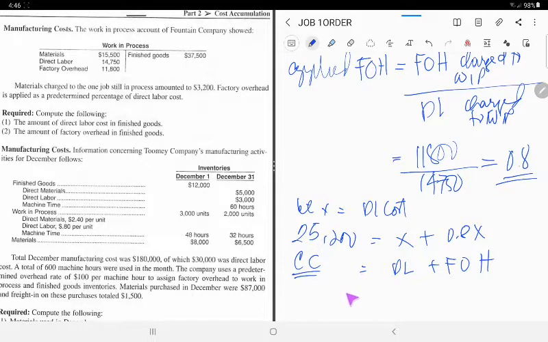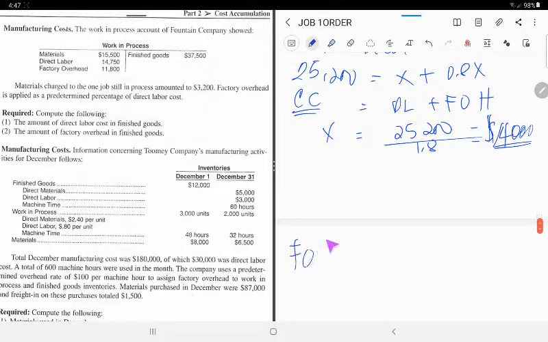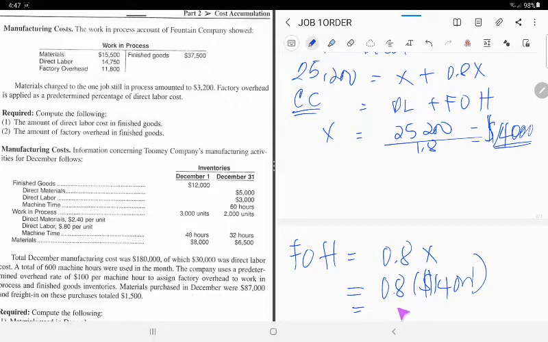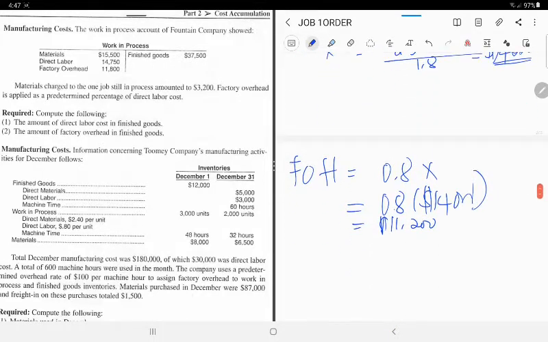So how do we compute this? Looking at the information, X is equal to 25,200 divided by 1.8. What is that? How much is the direct labor cost? It is 14,000. And then we can compute the factory overhead, which is equal to 0.8 of X, so 80 percent, sorry. You have 0.8 multiplied by 14,000, which is equal to 11,200.